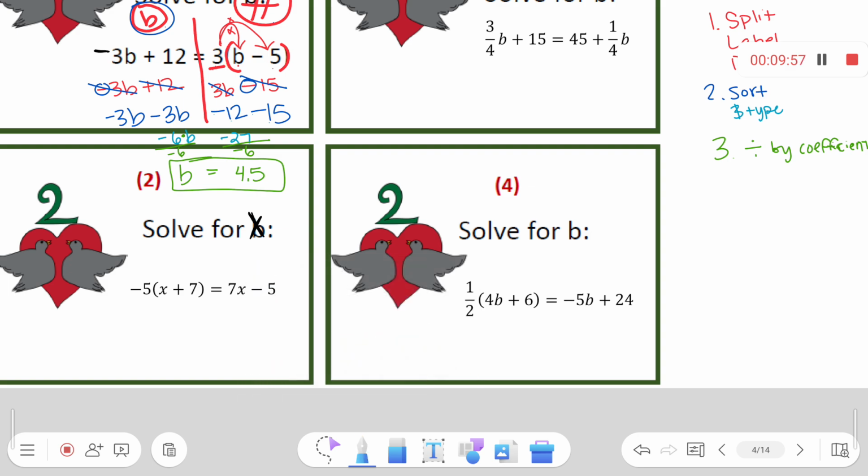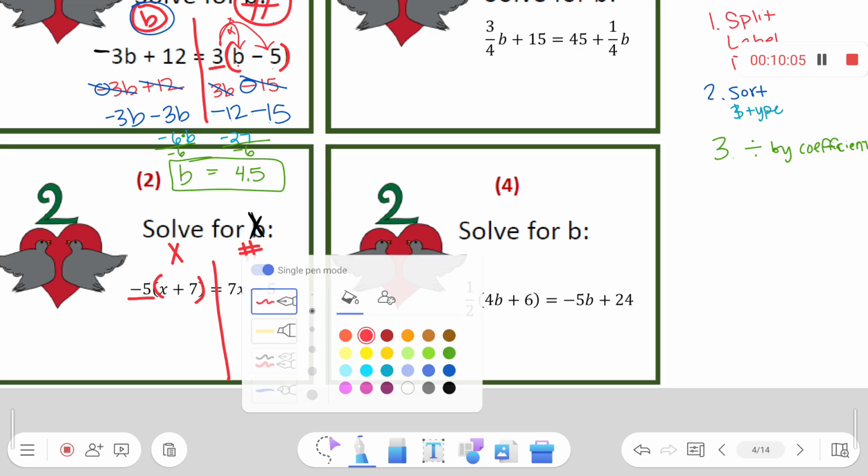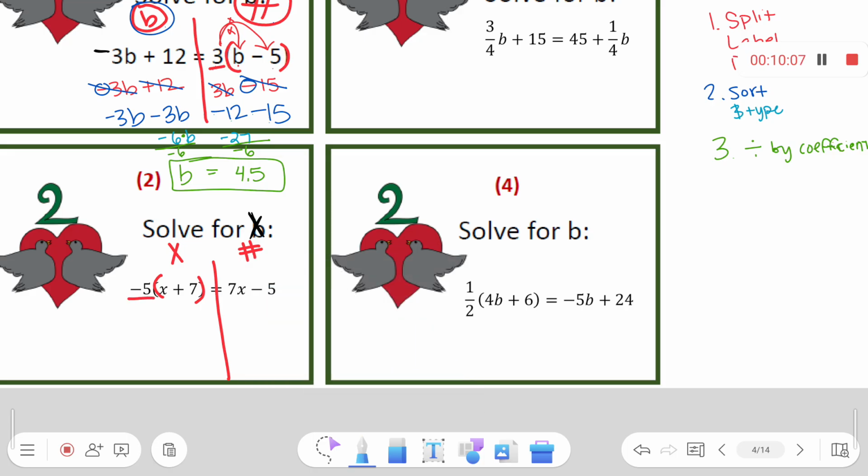So we are going to start by splitting and labeling, and if we can, distribute. We can distribute. We're distributing -5 to every term on the inside of the parentheses. -5 times x is -5x. -5 times 7 is -35. You can type that in on the computer.